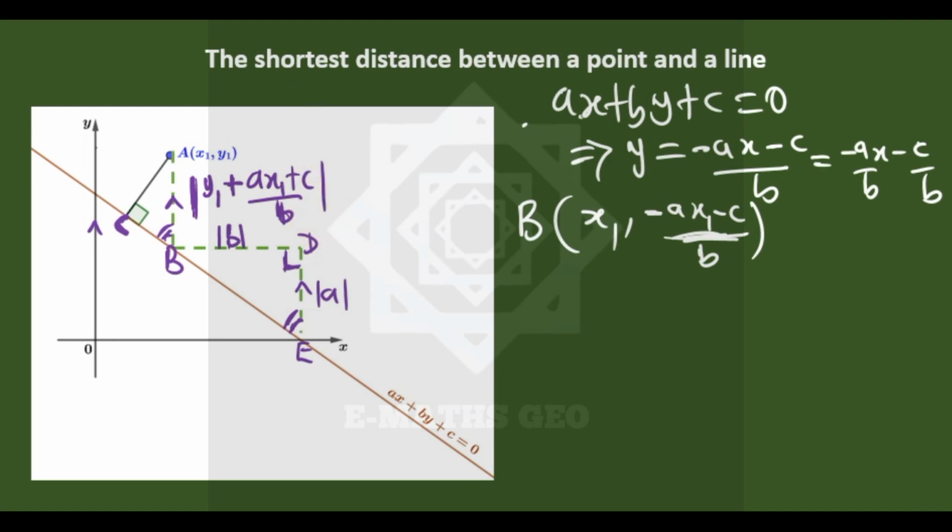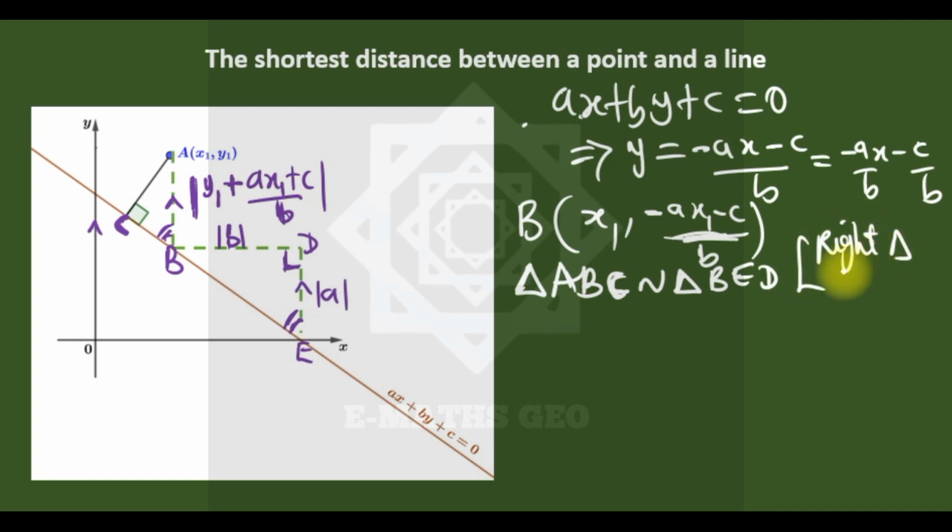So we see that triangle ABC is similar to, A corresponds to B here, so triangle B, and B corresponds to E, so BED, by right triangle similarity theorem. So the two triangles are similar.